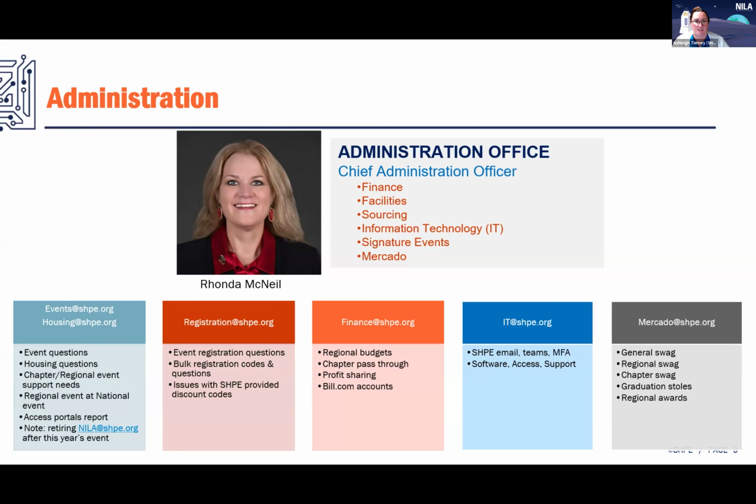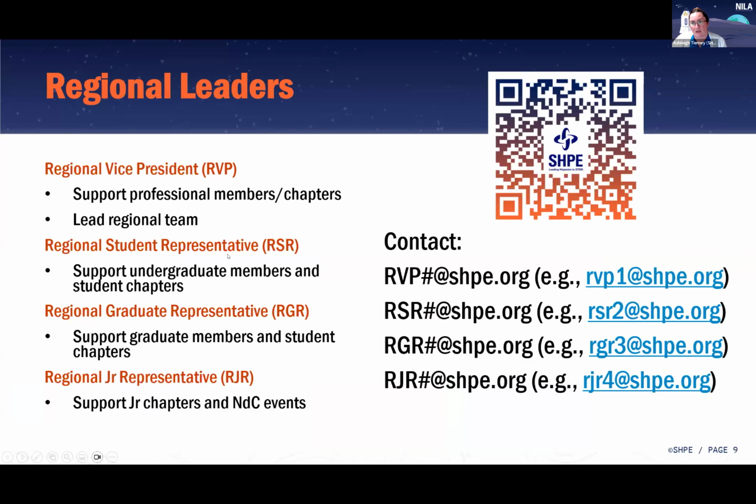As you start to get registered for events, there is an email for registration specifically, and there's a team of people. So I know that is always where I want to funnel you guys so we can get those reviewed as quickly as possible. For finance, that's where they can answer questions about regional budgets, chapter pass-through forms, profit sharing, and bill.com. So all of those payment things are going to come from there. And then Mercado, if you need to get any chapter swag, you can do that through our Mercado as well. So the other group of very, very important people are regional leaders.